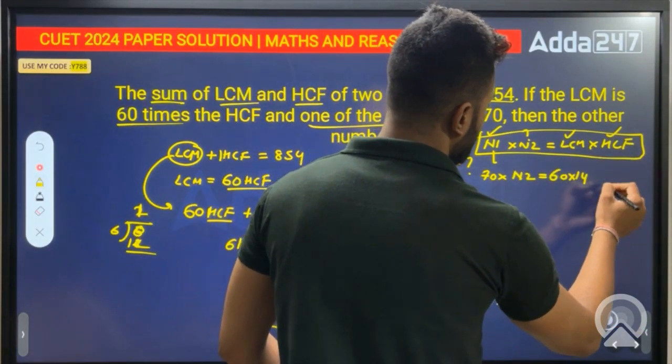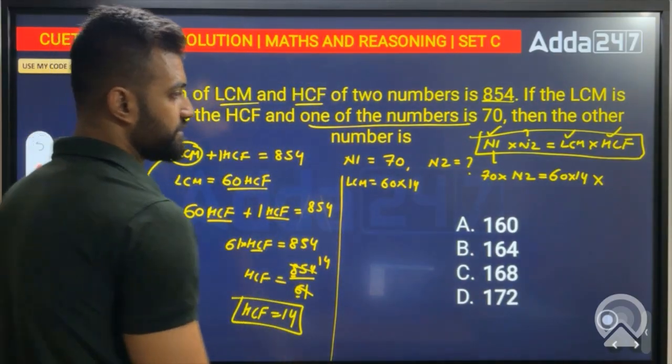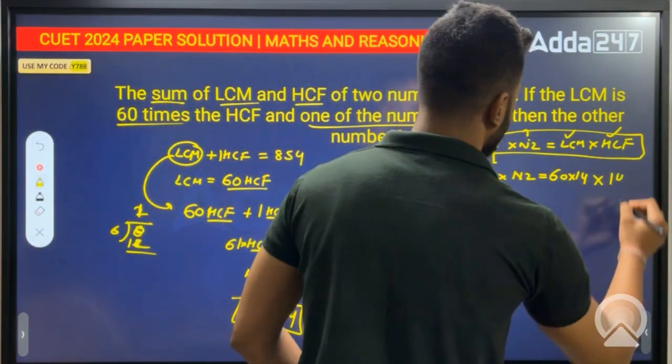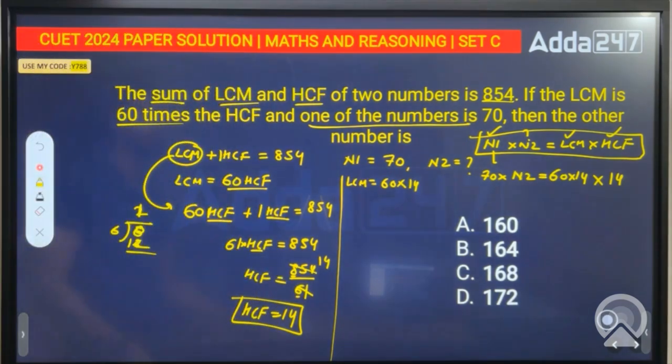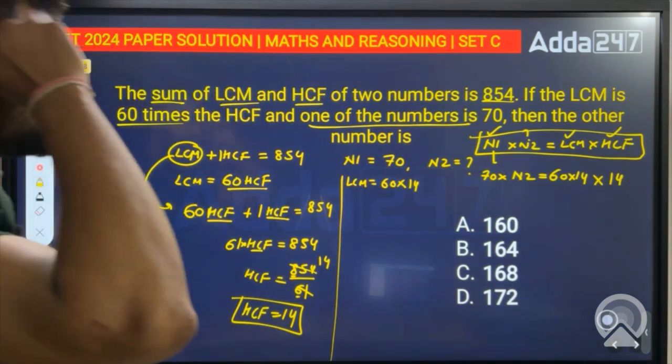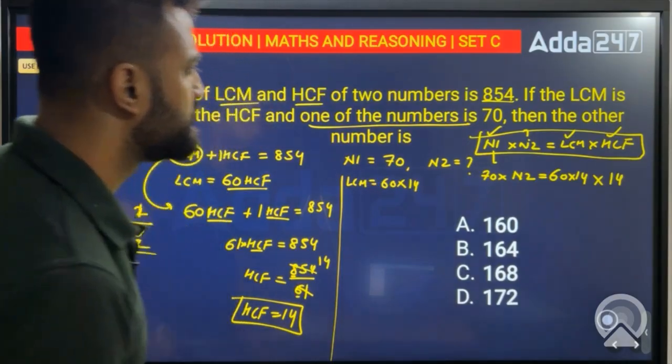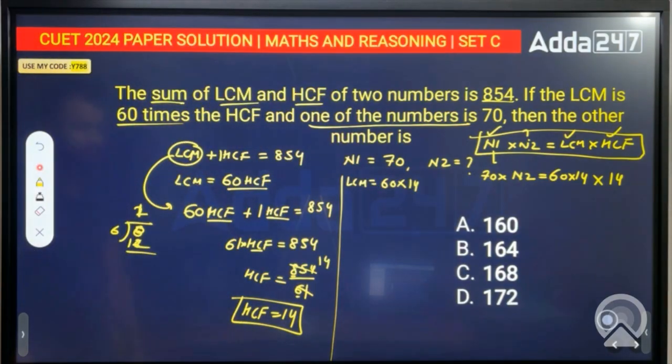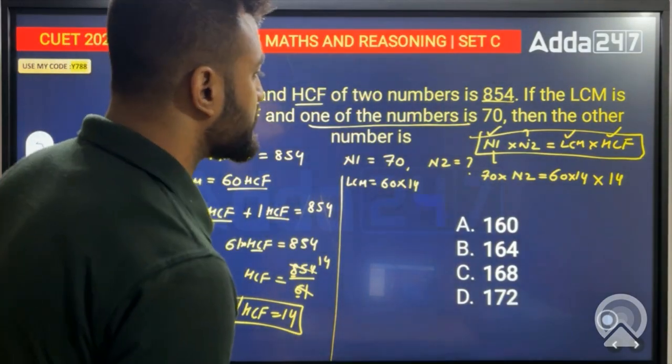60 into 14. Into HCF, how much have we got, sir? HCF is 14. Just put 14 out here. Okay. Just simplify this, you will get the answer.